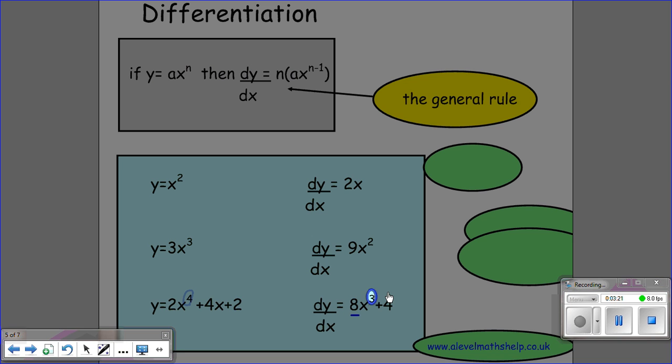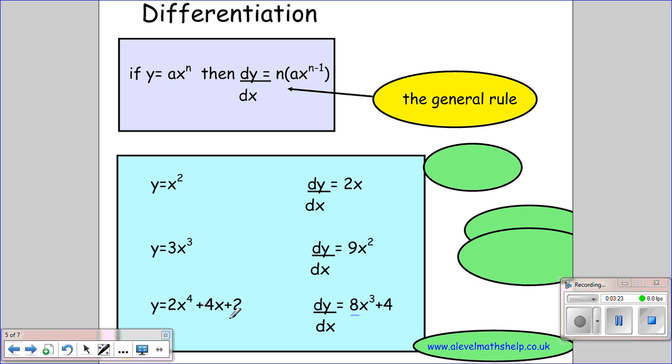And then when we differentiate 4x, remember this has just got a little 1, we do 4 times 1 is 4, and then we take 1 from 1, gives you 0, and anything to the power of 0 is 1. So it's the same as 4 times 1. And then when we differentiate a constant, you should know that the gradient is 0.